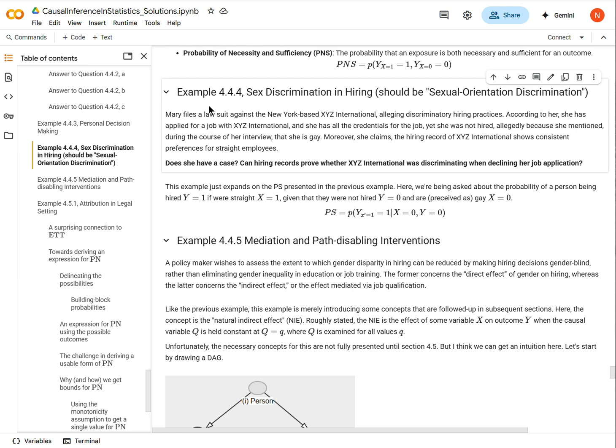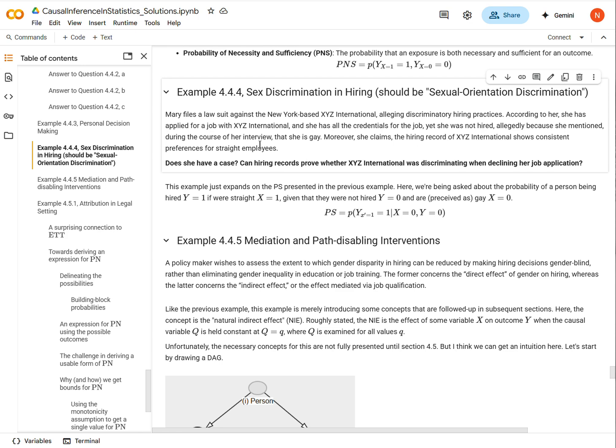Mary files a lawsuit against a New York-based firm, alleging discriminatory hiring practices. So her case is that she applied for a job with this company, and that she's qualified for it, but was not hired. And she alleges, and let's take her at her word, that the reason she believes there was some kind of discrimination taking place here is that she is gay. She also cites that apparently the company shows some preference for straight employees, for non-gay employees.